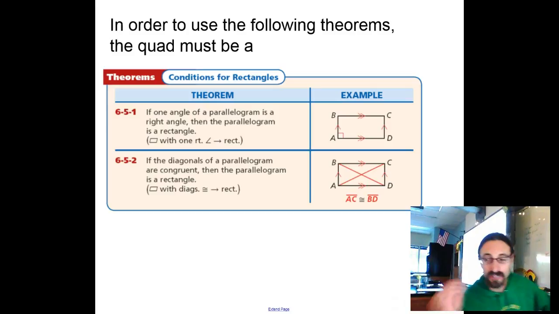In this lecture, following section 6.5 in your book, we're covering conditions for special parallelograms. You've already got these theorems in your notes. If a parallelogram has one right angle, then it's got to be a rectangle. Another one is, if a parallelogram has congruent diagonals, then it's also a rectangle.